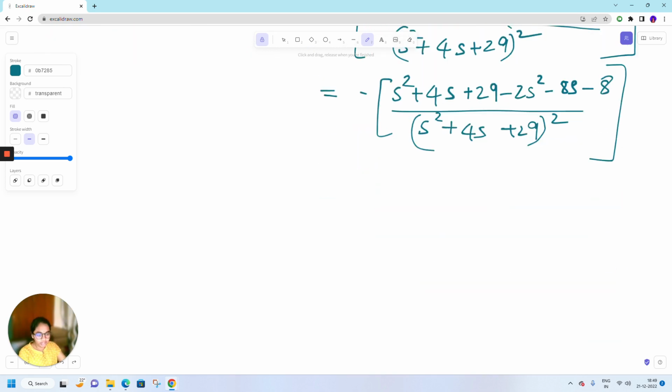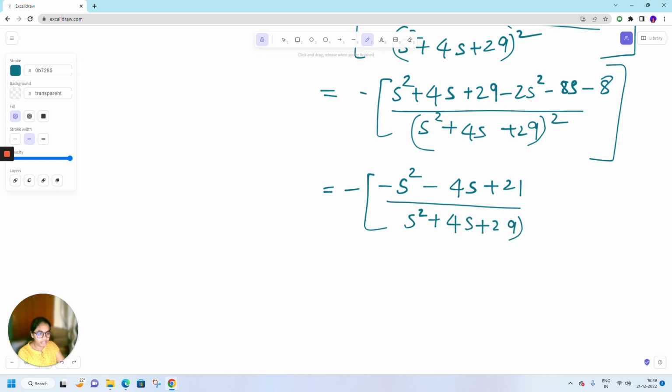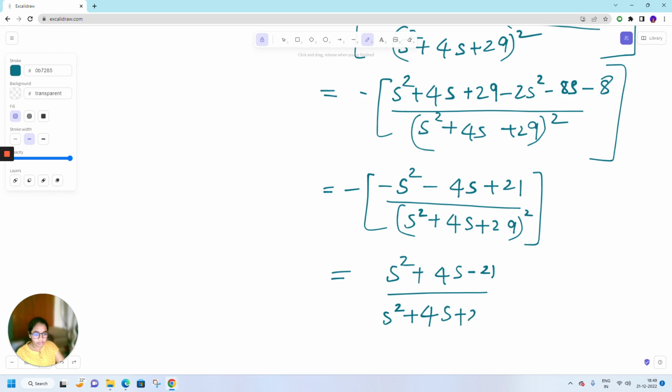Now we have minus, what is s square minus 2s square? That would be minus s square. 4s minus 8s would be minus 4s. 29 minus 8 would be plus 21, divided by s square plus 4s plus 29 the whole square. You can take a negative common in the numerator. Then you would get s square plus 4s minus 21 divided by s square plus 4s plus 29 the whole square.